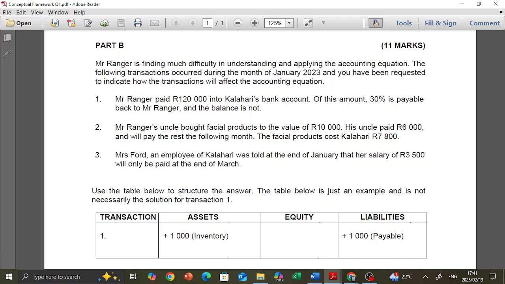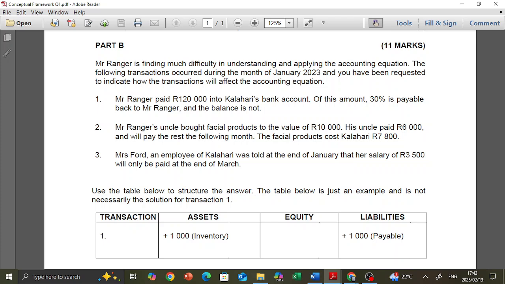Mr. Ranger is finding much difficulty in understanding and applying the accounting equation. Today's agenda. The following transactions occurred during the month of January 2023. Dates, we've already spoken about it. And you have been requested to indicate how the transactions will affect the accounting equation. Okay, 11 marks, right? We're going to do 2 different activities. This one is the easy one, in my opinion. Before you take a dip into the pool, we need to take a slight teaser with our foot just to test the waters, basically. And then the next example, it's not that it's too crazy, but I just feel like it's slightly advanced. Okay.